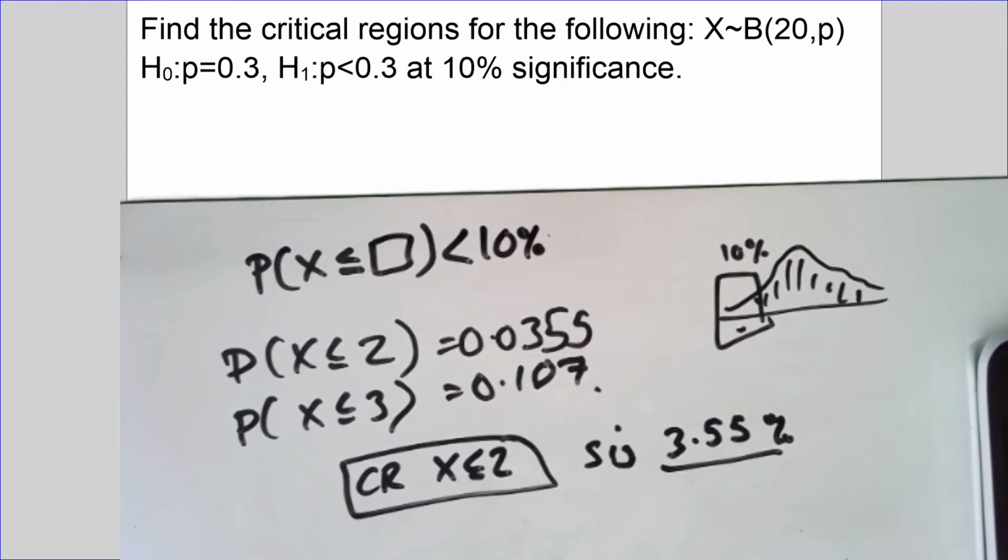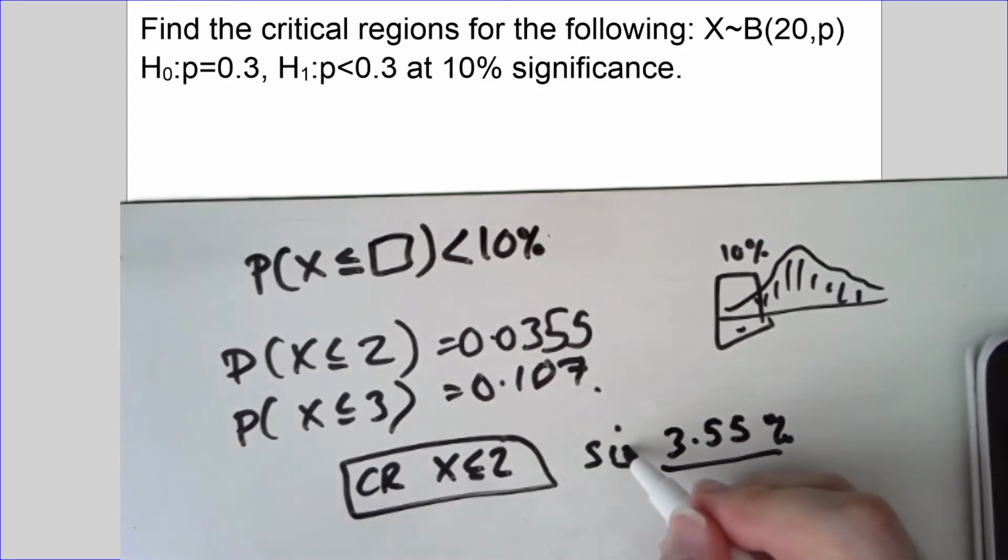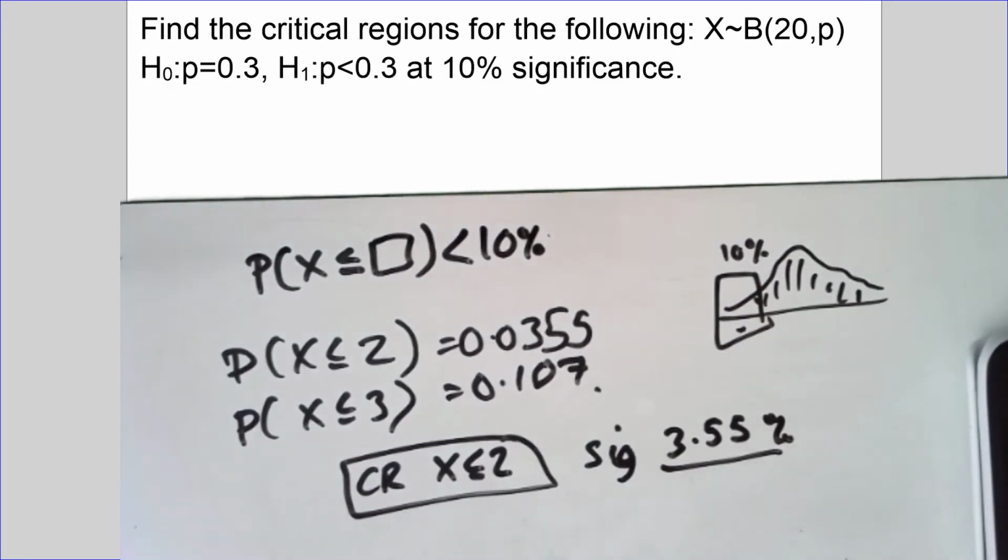There are some questions that will word it, find a tail that is as close as possible to 10%. And if they give that as wording in the question, we might actually go with this tail instead because it's closer to 10%. But you have to follow the wording that's in the question. We've not been chosen to do as close as possible to 10%, so we're going to have to stick with the one that is less than 10%.